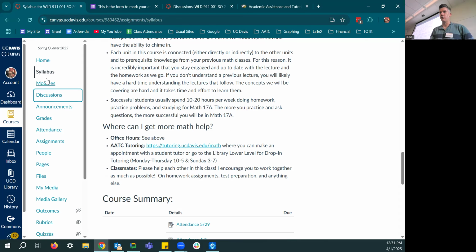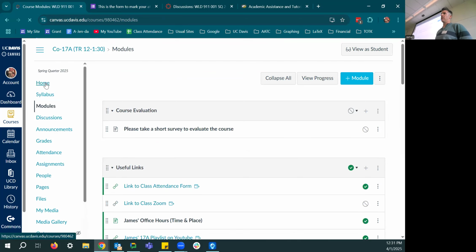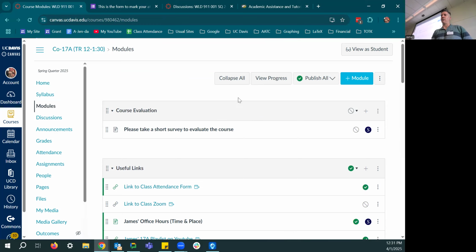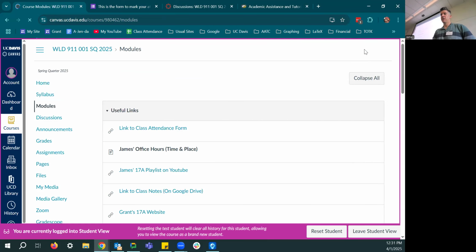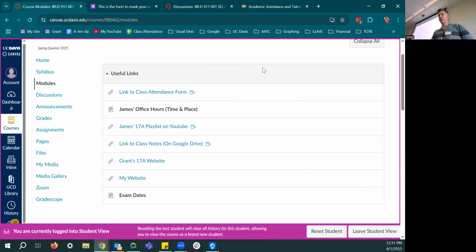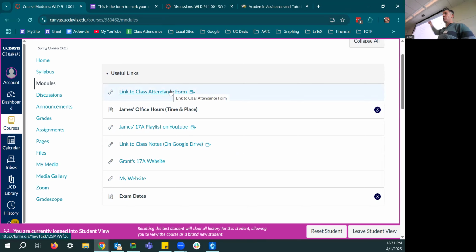On the other hand, the modules are where the actual useful mathematical information is going to be posted, as well as resources for the class. So eventually, I'll point out, well, I guess we can view it as a student. So here's the student view. Here's what you can see. So there's some useful links, the link to the attendance form, which I just showed you up here, not the one I handed out, right? The one that was up there.